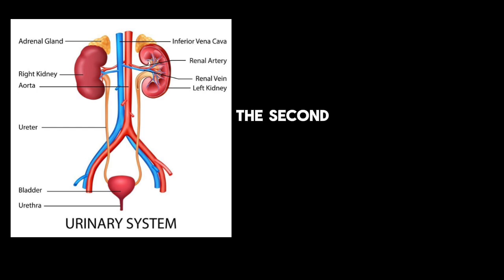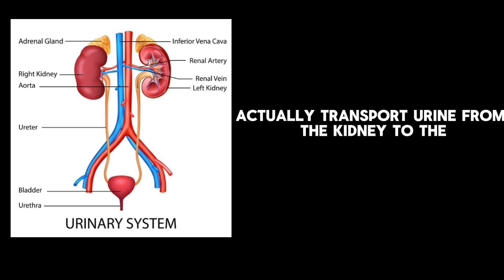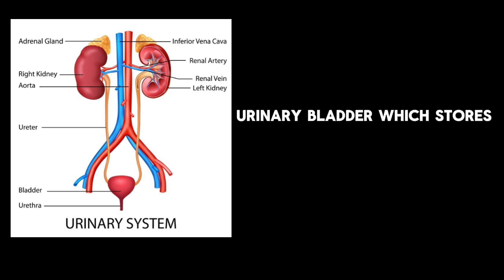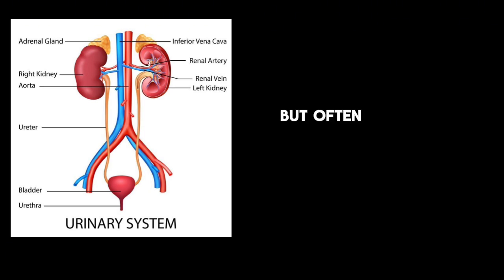The second organ in this group is the ureters and bladder. The ureters transport urine from the kidney to the urinary bladder, which stores it until excretion. The bladder is situated in the pelvic cavity, but is often assessed in abdominal imaging.